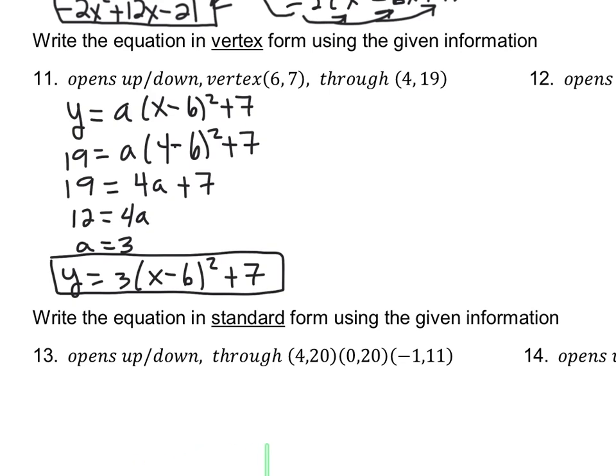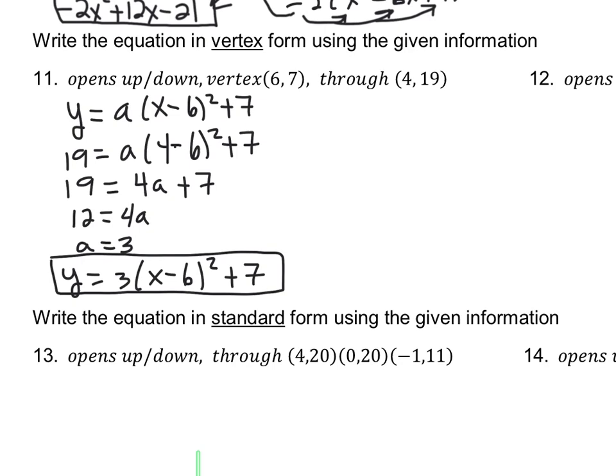So the first thing I did was I took the vertex, which was 6, 7, and I plugged it into my vertex form. Y equals a times x minus 6 squared plus 7. Now remember, if this was a negative, then this would be a positive. So it's minus whatever this number is. So this is minus 6.